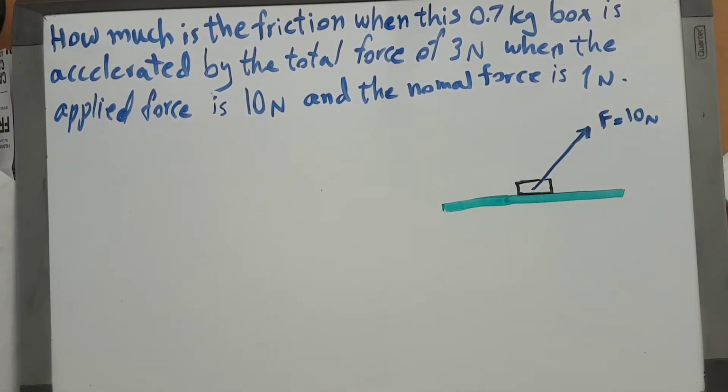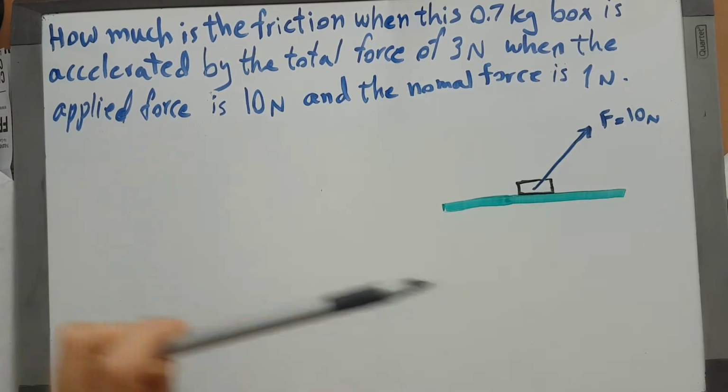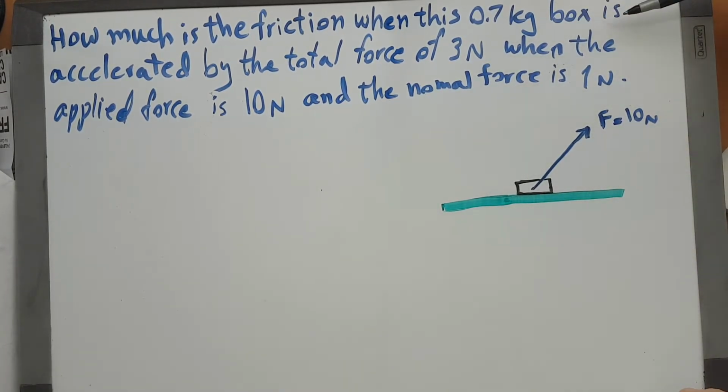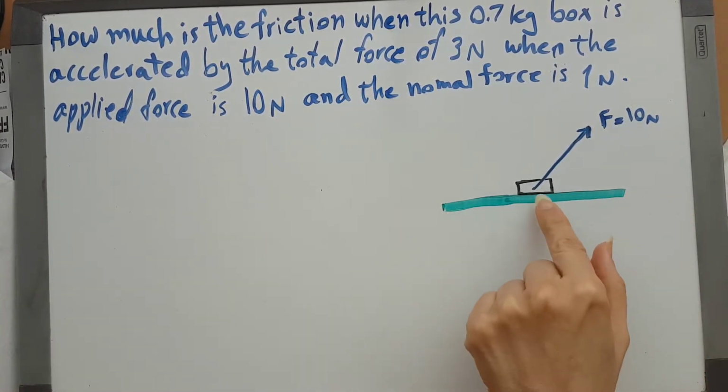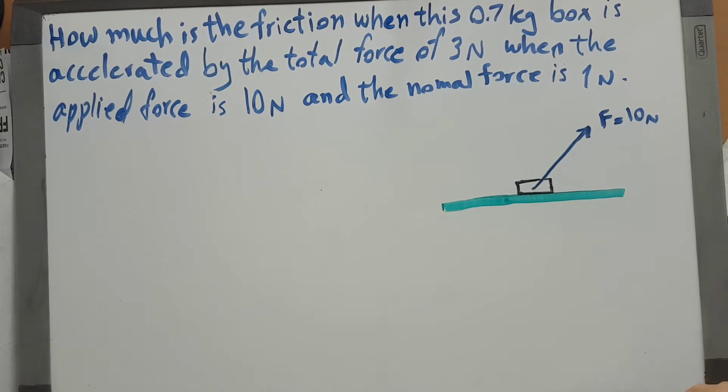How much is the friction when this 0.7 kilogram box is accelerated by the total force of 3 newtons? So the total force is 3 newtons, when the applied force is 10 newtons and the normal force is 1 newton. So let's write what we have.